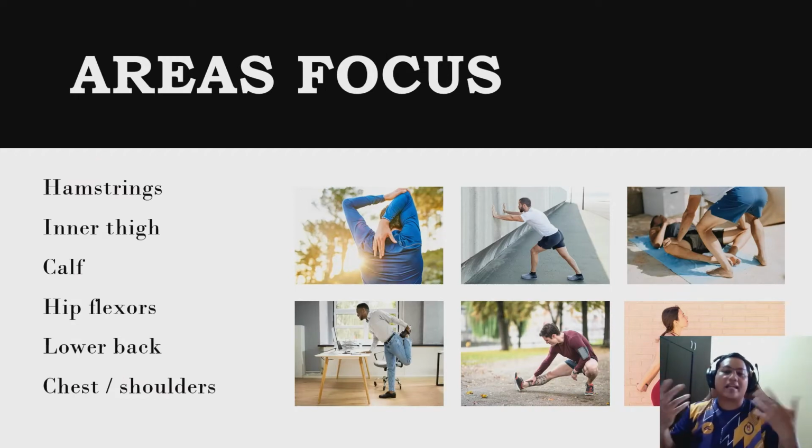What area do we want to focus on? As I said before, these are the main parts of our body, the main muscles that you can improve: hamstring, inner thigh, calf, what we call gastrocnemius, hip flexors, the lower back, and also the chest and shoulder joint. These are the main areas that you can focus on. Then you can improve your flexibility.